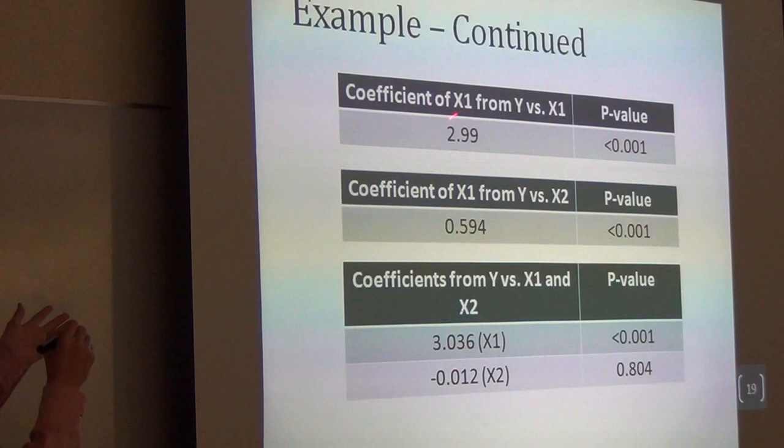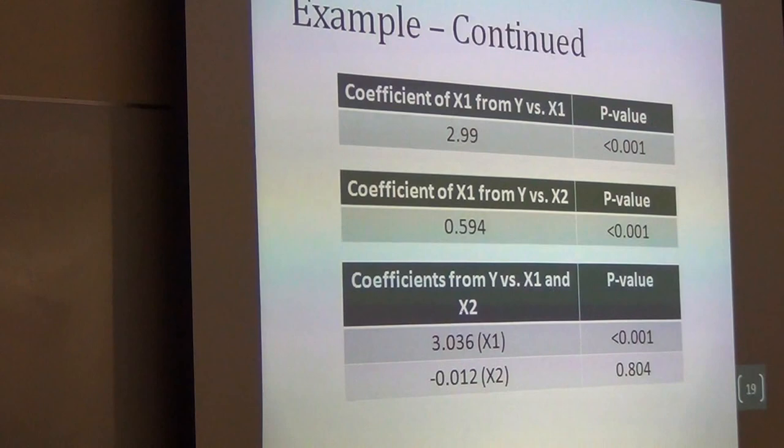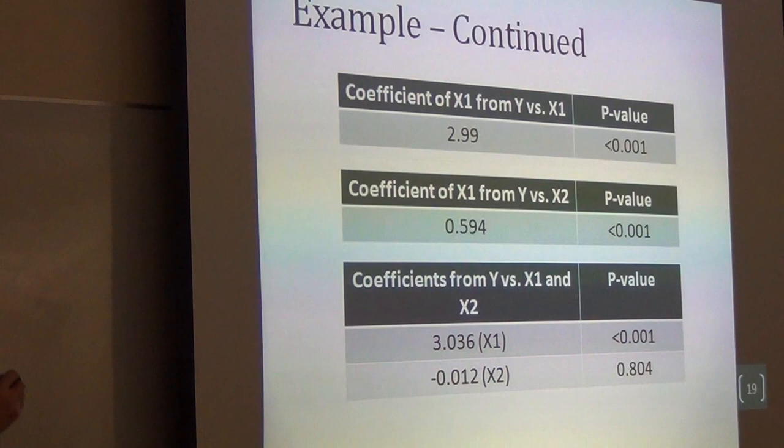But when you put both variables at the same time, this is the multiple linear regression: y versus x1 and x2. Then this is the result. The estimated value for x1 is 3.036, which is really close to the first one, which is good. But look at x2. The x2 coefficient is almost 0, and the p-value is too high. So if you put both variables together, you may conclude that x2 is not significant, but actually it is significant. This is the multicollinearity problem.